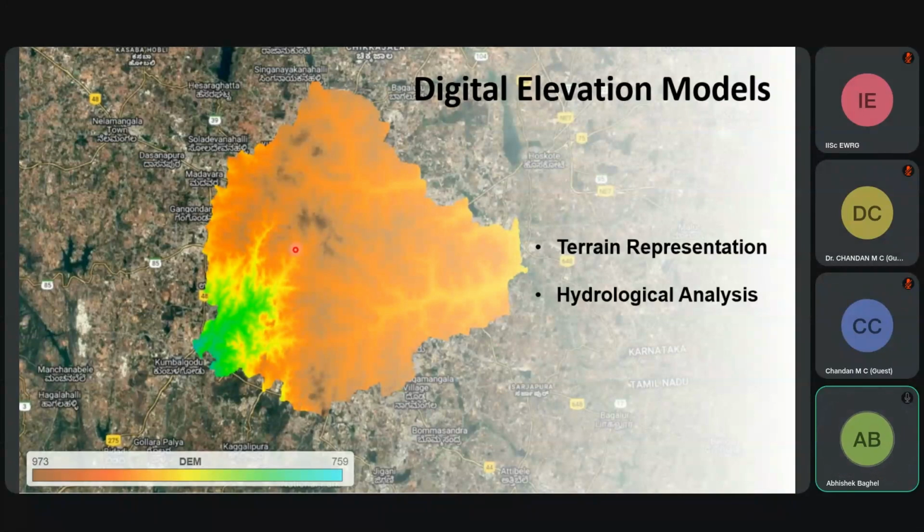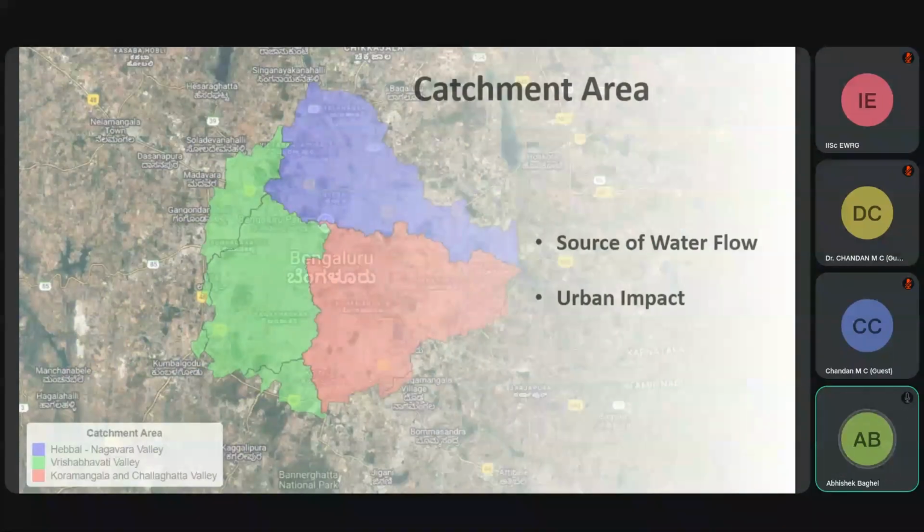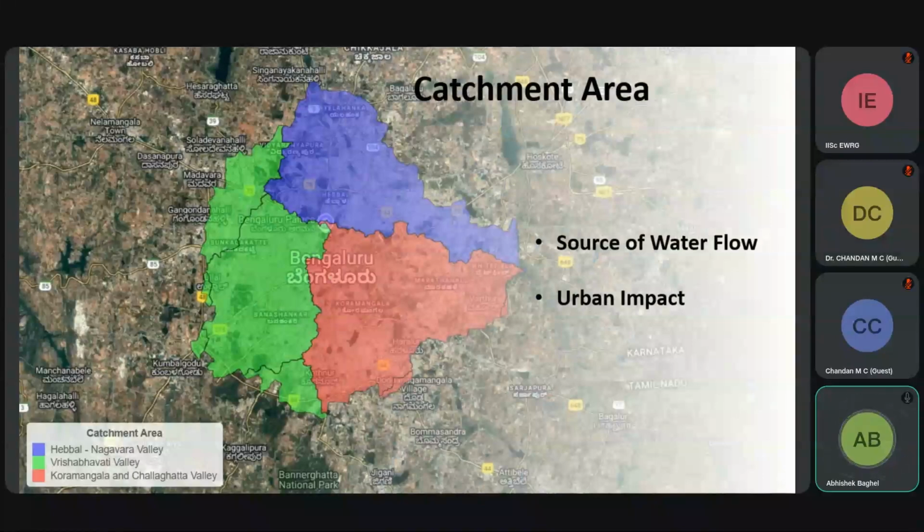In this you can see the Bangalore hilly area is more of a tetrahedron type of shape. A tetrahedron is a triangular pyramid. Aside from the bottom face, it has three side faces. If we take those three side faces, we get three valleys, three catchment areas of the waters, which are Hebbal Nagavara Valley, Vrishabhavathi Valley, and Koramangala and Challaghatta Valley. Three major valleys.